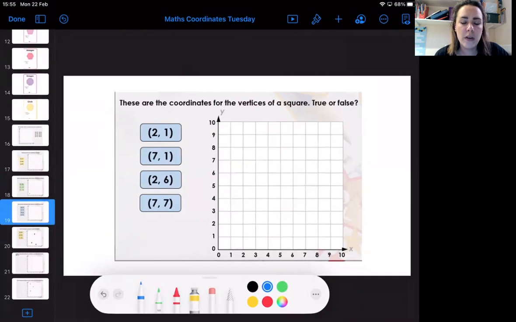These are the coordinates for the vertices of a square, true or false. Could you please mark these coordinates onto the grid and then tell me whether they create a square or not? Tell me why, true or false.